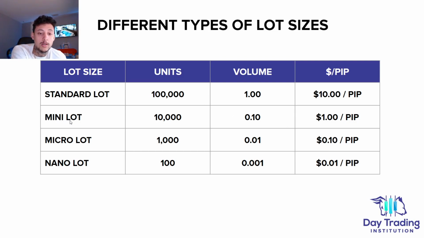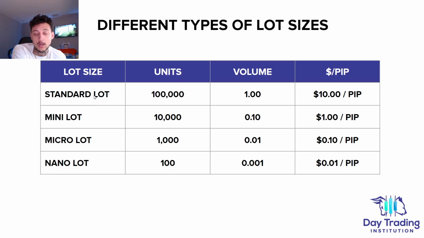Same thing with the mini lot. With the mini lot, you're actually going to be buying 10,000 units, right? So that is going to be a lot size of 0.10, which means you're going to be making around $1 per pip. So if you buy Euro USD and the market goes up 10 pips, you've successfully made $10 because you used a 0.10 lot, meaning you're making $1 per pip, right?